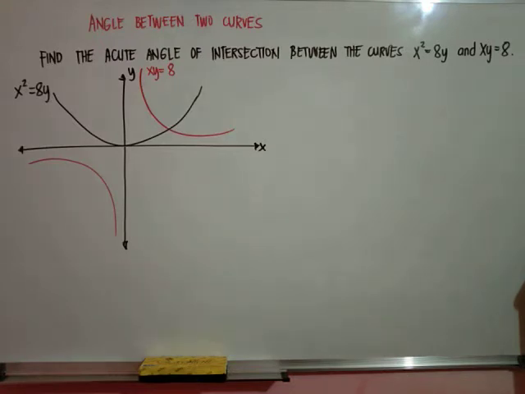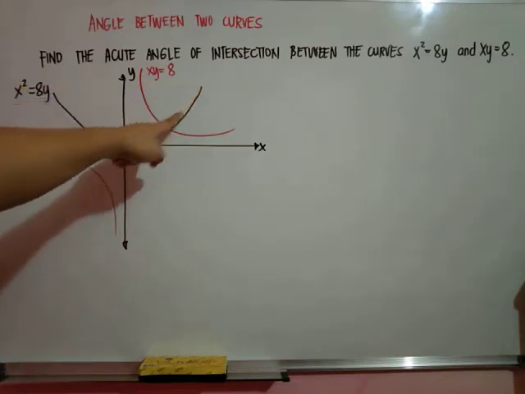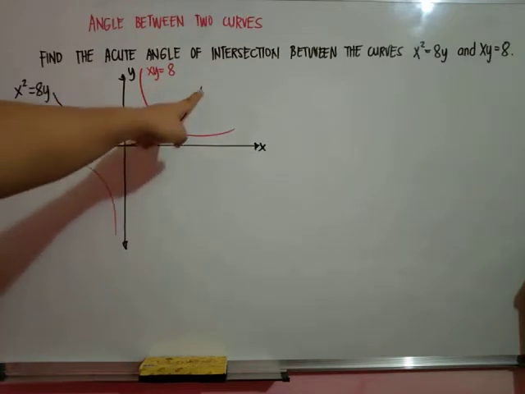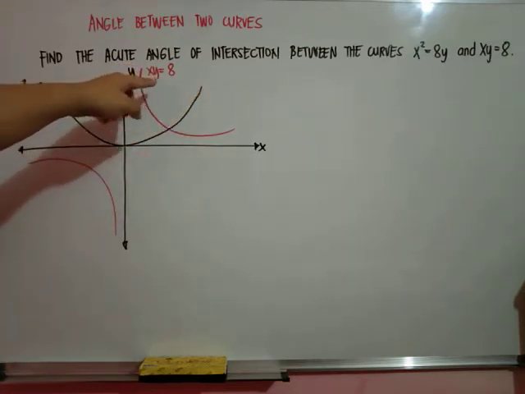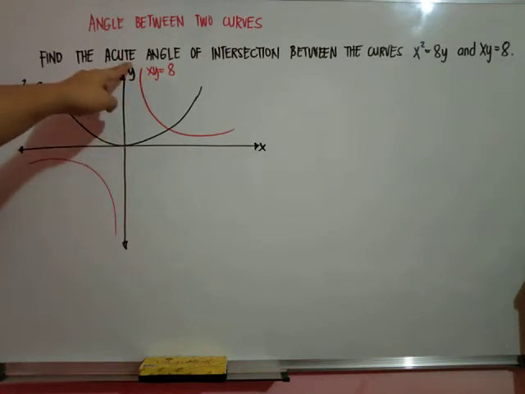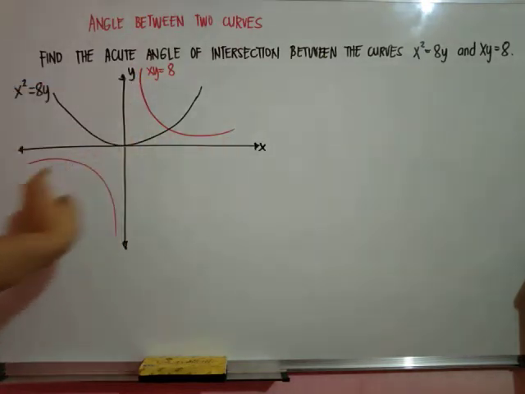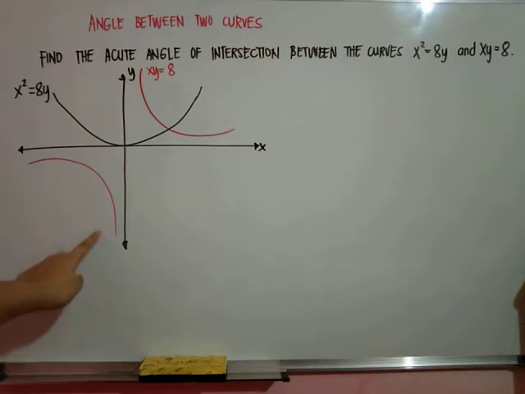So, para ma-visualize nyo yun, ito yung graph niya. Para dun sa function na x squared equals 8y, ang itsura niya is a parabola, opens upward. Ito siya, yung black. And then, yung function naman natin na xy equals 8, ito siya, yung kulay red. Itong curve, yan yung xy equals 8.